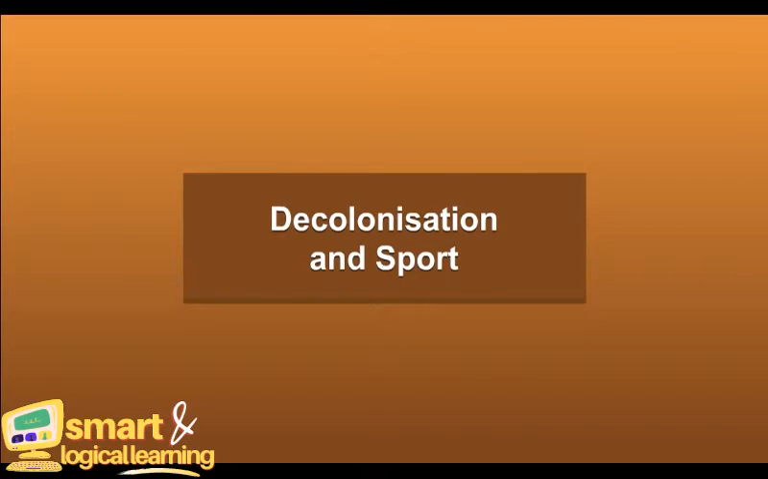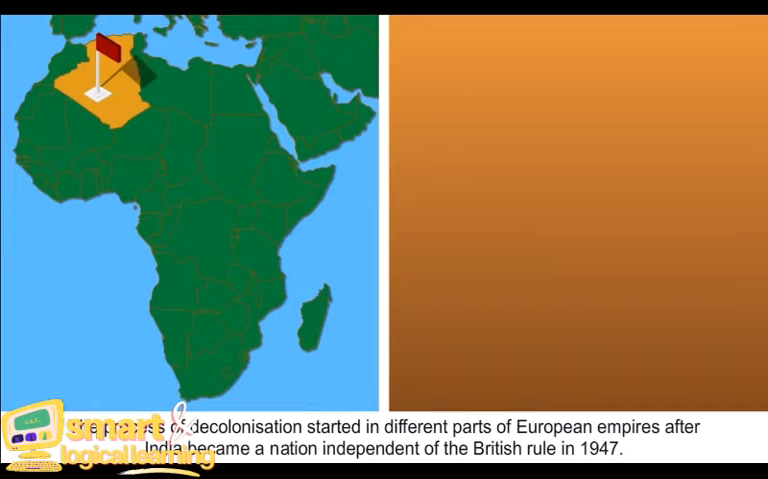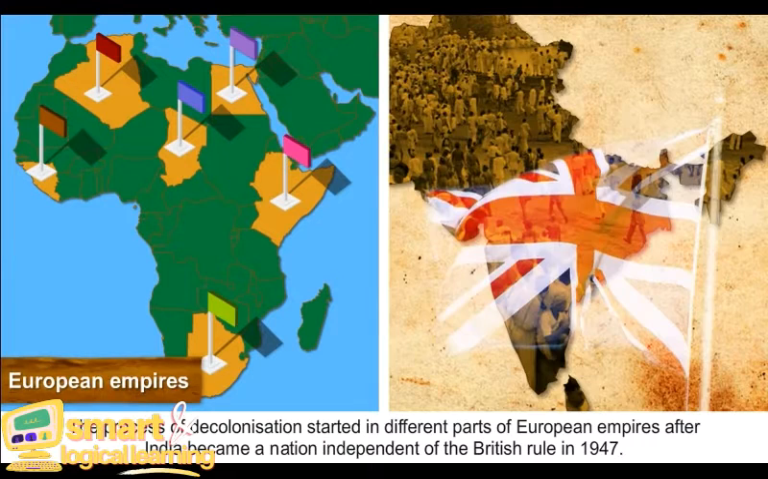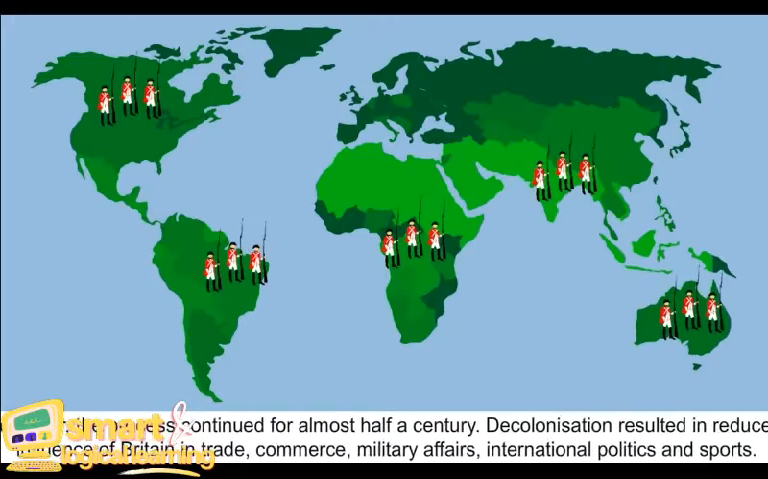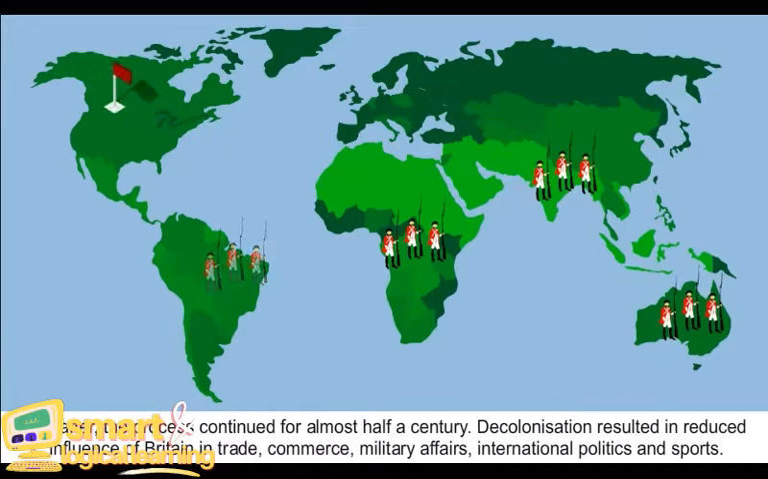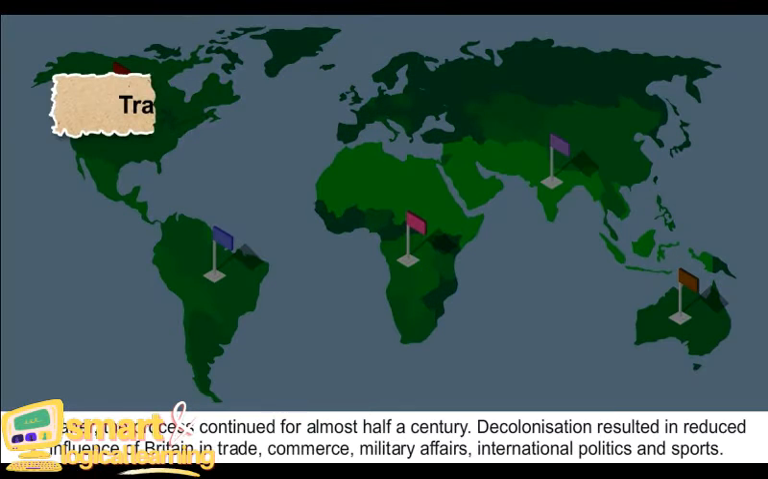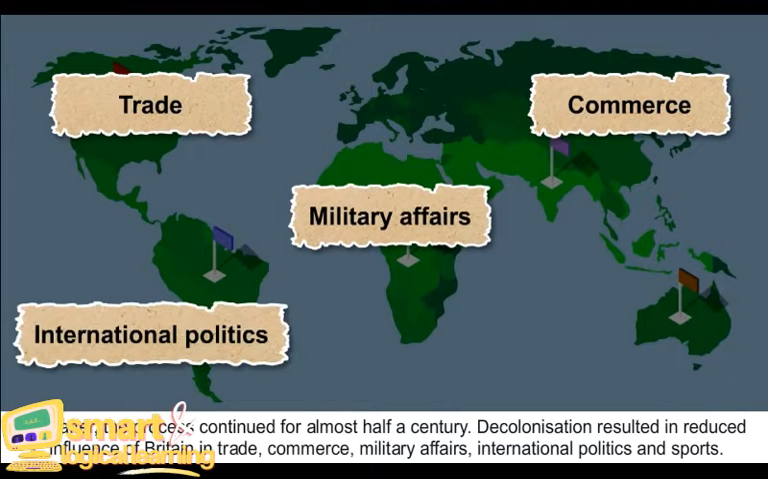Decolonization and sport. The process of decolonization started in different parts of European empires after India became a nation independent of the British rule in 1947. Hereafter, the process continued for almost half a century. Decolonization resulted in reduced influence of Britain in trade, commerce, military affairs, international politics, and sports.